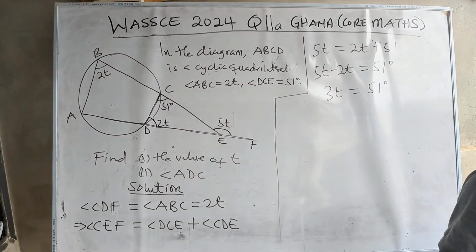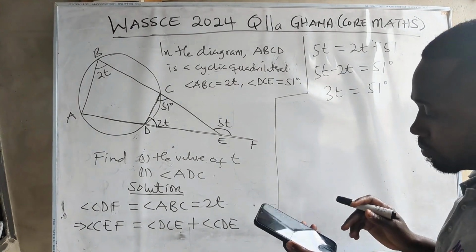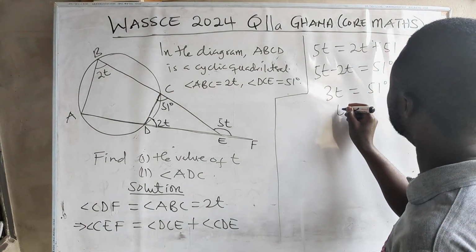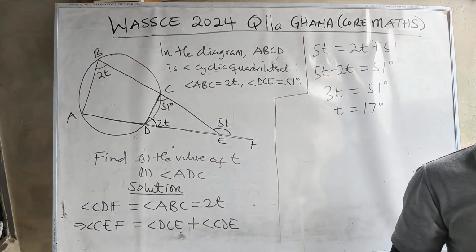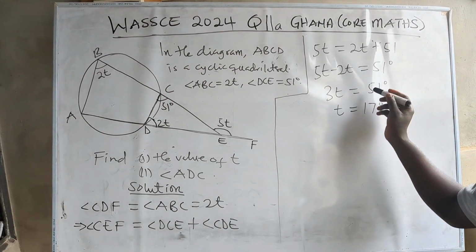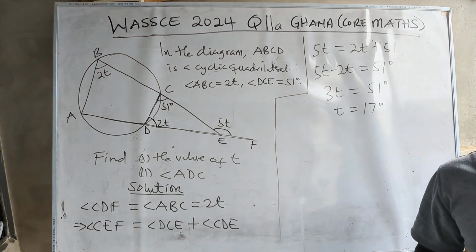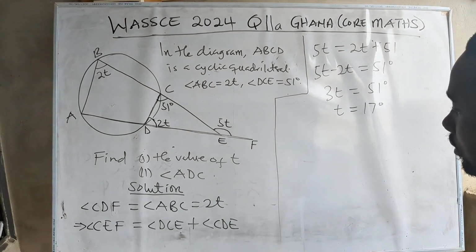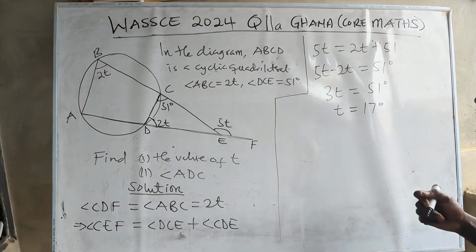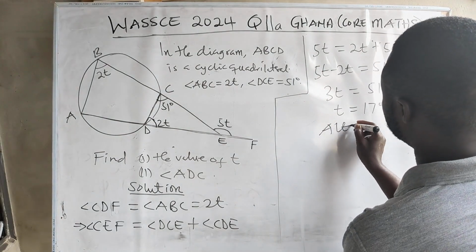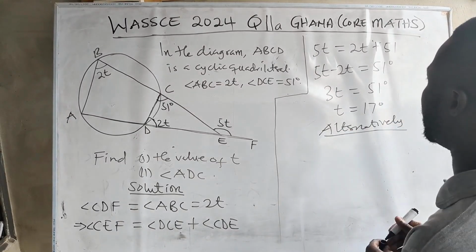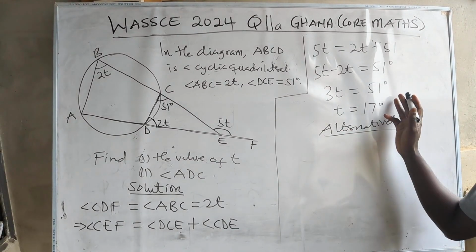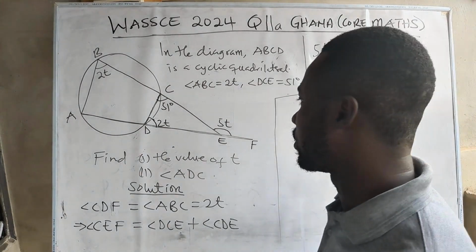And what will be our t? Our t is going to give us 17 degrees, because 51 divided by 3 is 17. Alternatively, this is how we can also solve the same question to get 17 degrees.